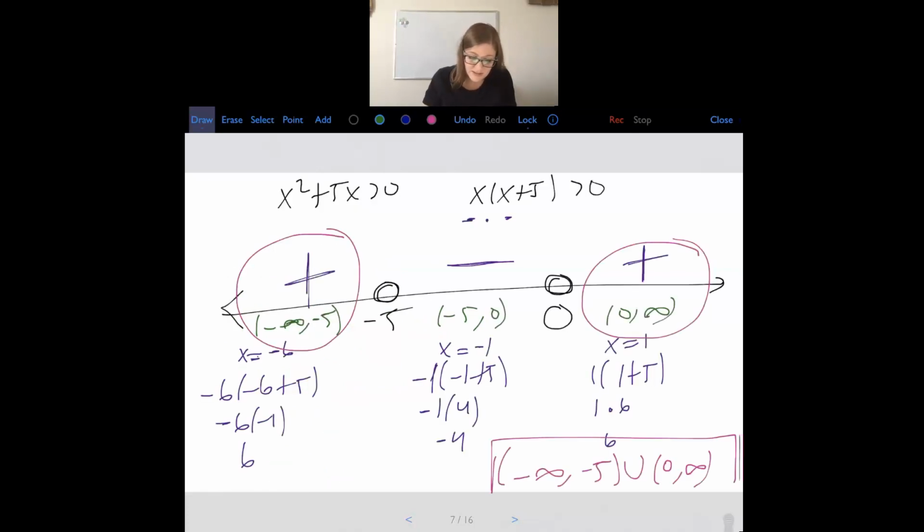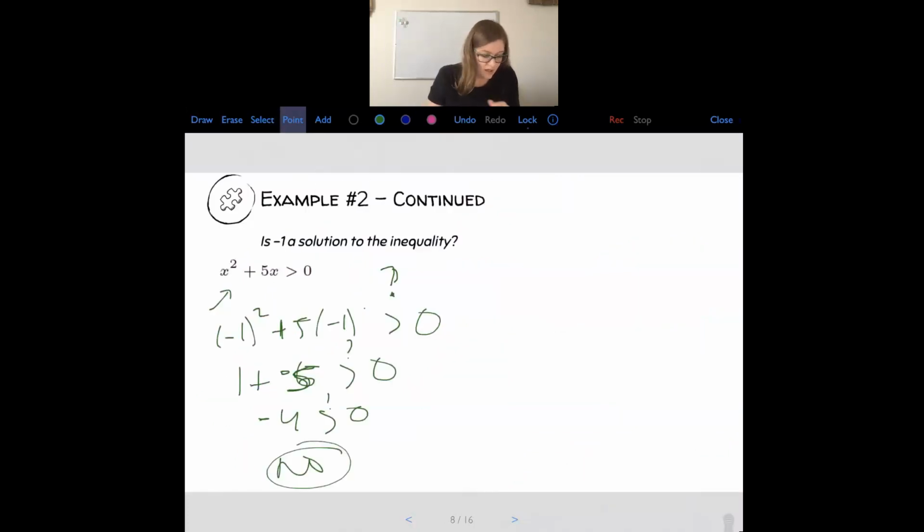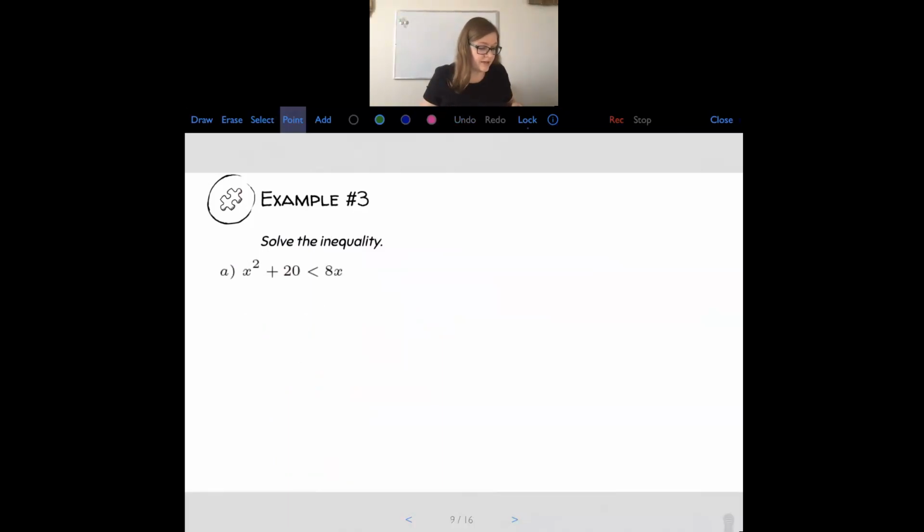You can also look to see if negative 1 falls in either of the intervals that we saw were the solution, and the answer is no. Okay. The last example that we'll do, solve the inequality. So we've got x squared plus 20 less than 8x. So the first thing is to make sure one of our sides is 0.